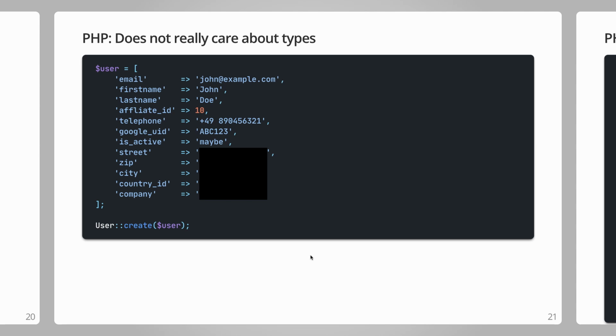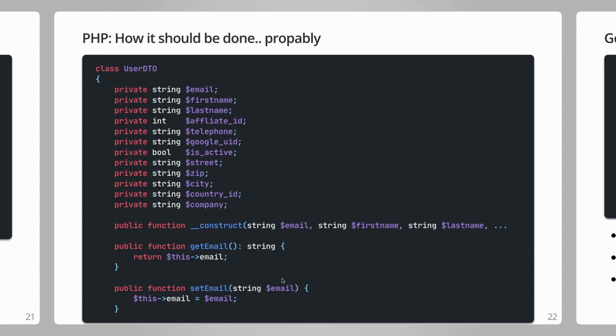So, looks good. Did you spot the mistakes I've made? Well, let me show you. Here, for example, in affiliate ID, I forgot the I, and is active should probably be not maybe, but something like true or false instead. But I can already hear you saying, there's a better way to do this. So this is how we should probably do it, right? Having a data transfer object where we can safely place our values and have some type checking going on.